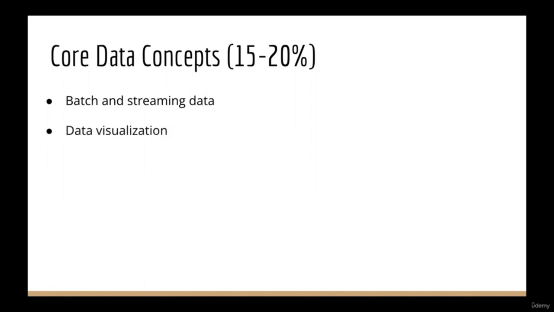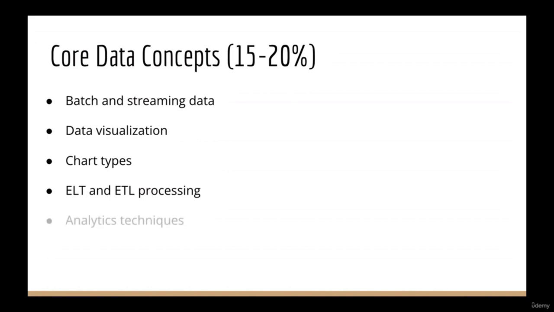This includes reporting, business intelligence, and so on. You will also be expected to know about basic chart types, such as bar charts and pie charts. And you should also be able to describe ELT, which is extract, load, and transform, and ETL processing, which is extract, transform, and load. As well as describing analytics techniques such as descriptive, diagnostic, predictive, prescriptive, and cognitive analytics.